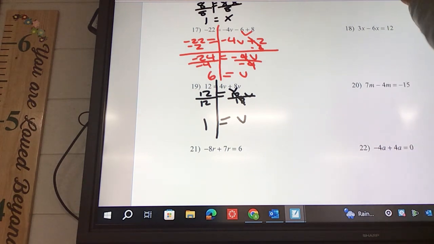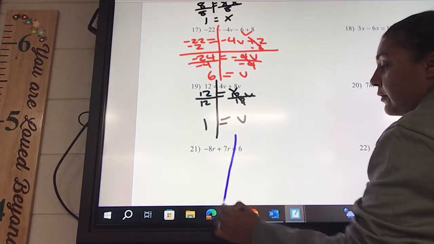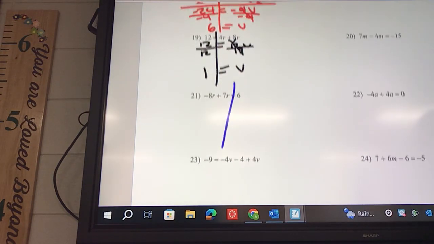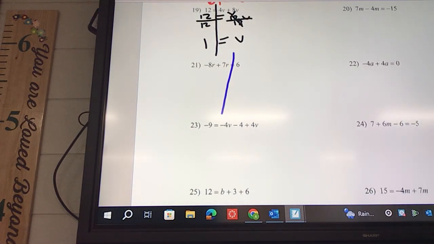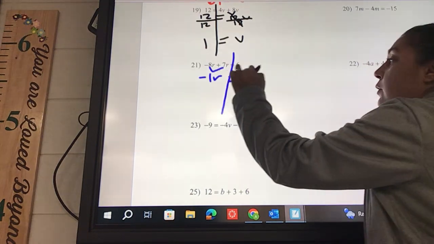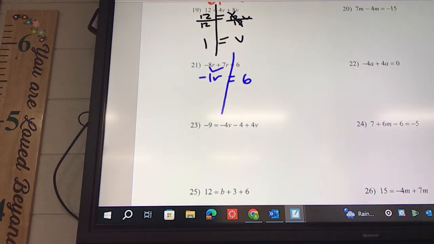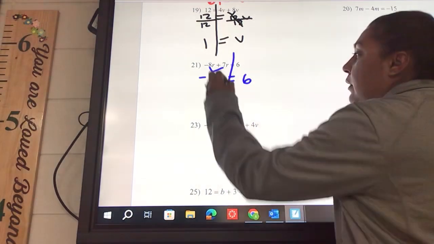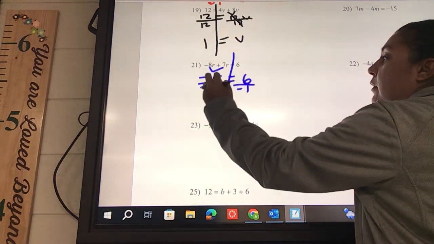Okay, 21. What needs done first? Yeah, we can combine those ones. Because they both have an r, we can combine them. So negative 1r equals 6. Do they have a third wheel? No. So we can go ahead and break them up. So we're going to say divide by negative 1.